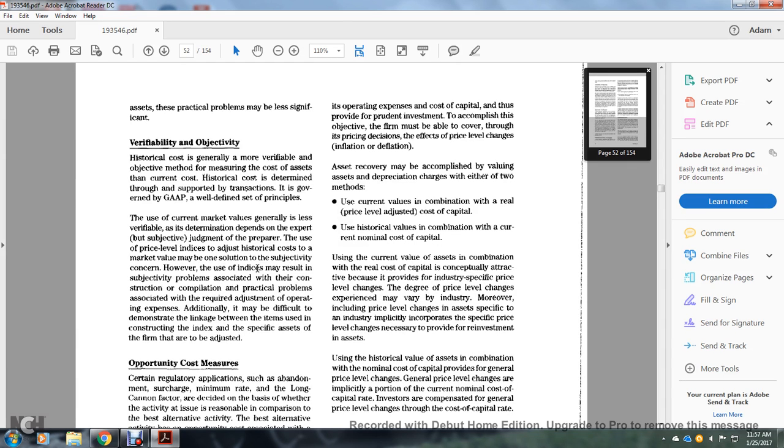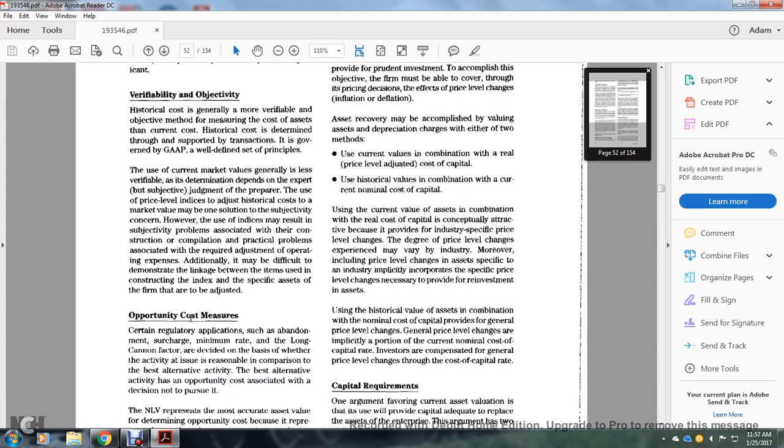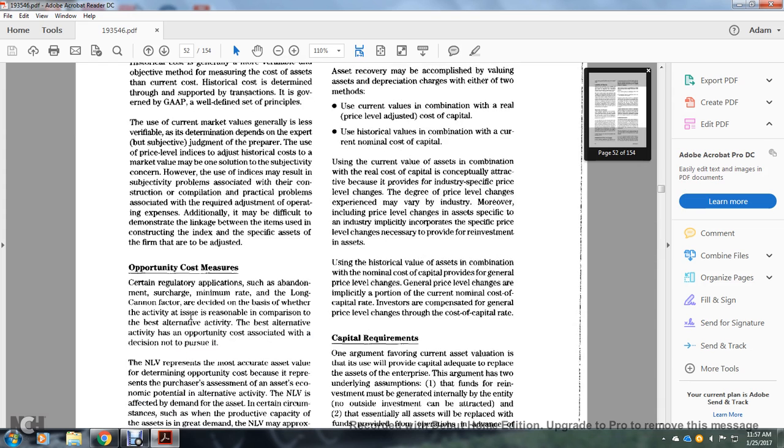However, the use of the indexes may result in subjective problems associated with their construction and compilation, and practical problems associated with required adjustment and operating expenses. Additionally, it may be difficult to demonstrate a linkage between the items used in the construction of the indexes and the specific assets of the firm that are to be adjusted.